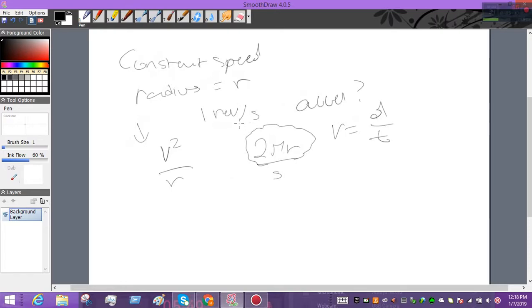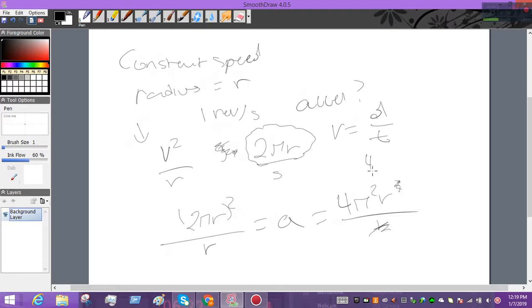Like let's say this would be 5 revolutions per second. We would have to multiply this by 5. Or if it was 1 revolution per 5 seconds, we would have to divide by 5. So in this case, it's 2 pi r per second. That's our velocity because that's distance over time. It's covering 2 pi r per 1 unit of time. So if we plug this into the formula, we get (2 pi r) squared over r equals acceleration. That breaks down into 4 pi squared r squared over r. This r will cancel out with a squared, so we just get 4 pi squared r, which is the correct answer.